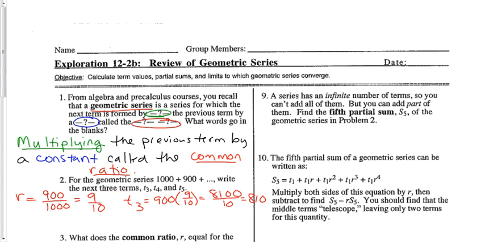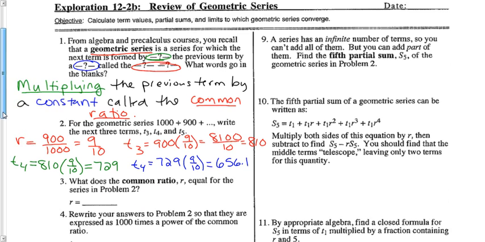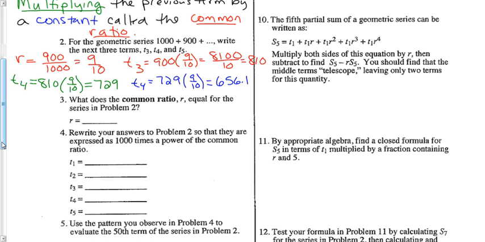So that's term 3. Then term 4 is, again, take that number, multiply it by 9 over 10, and that comes out to be 729. And term 5, we take that number, 729, and multiply it by 9 over 10, and we're starting to get our decimals now, 656.1. So again, we just multiply by the common ratio to get each of the terms. Number 3, what is the common ratio for the series in problem 2? And that was 9 over 10.